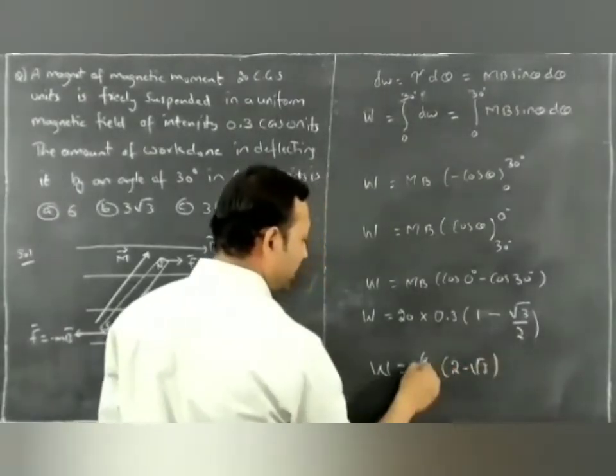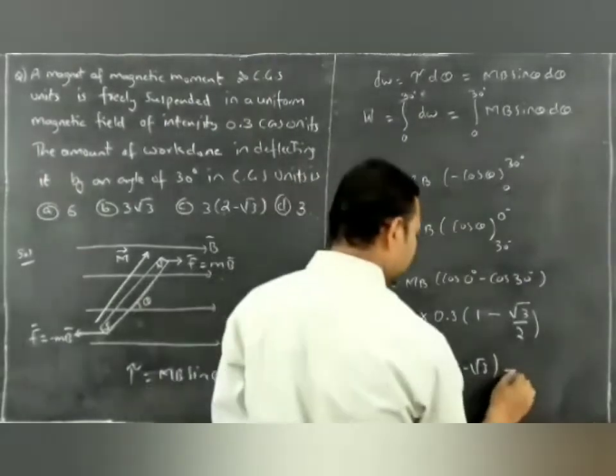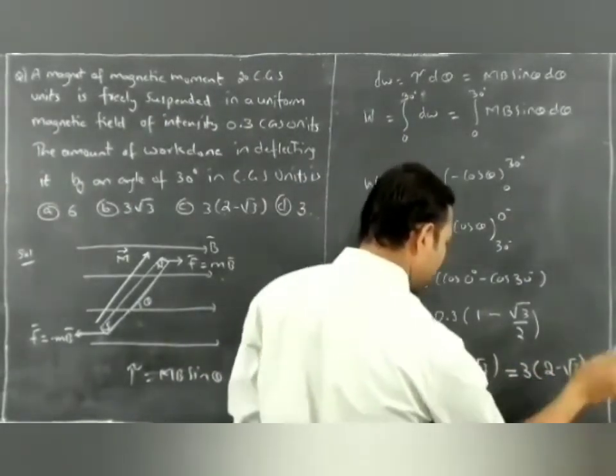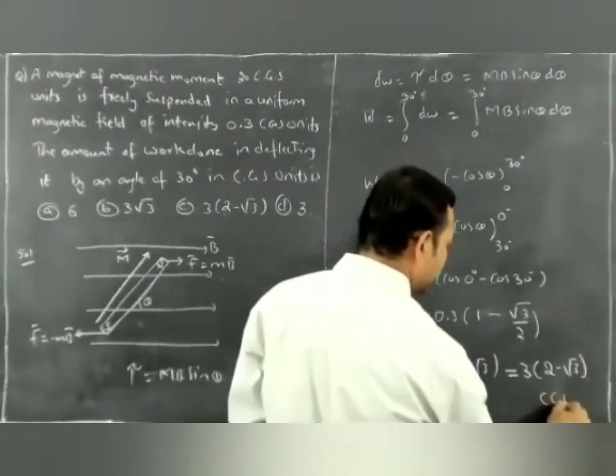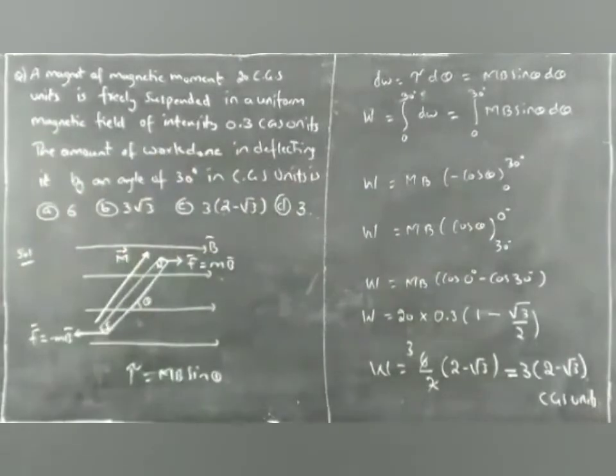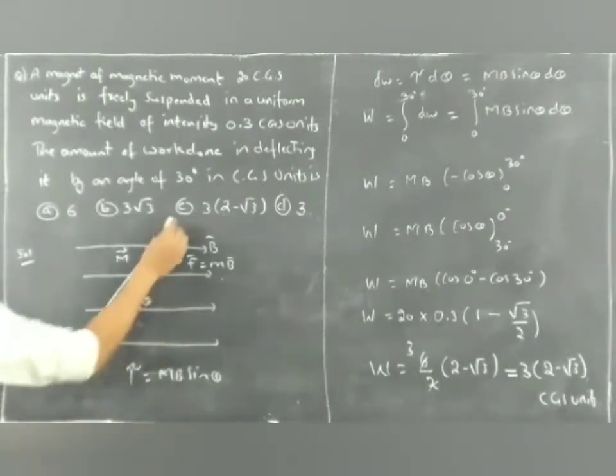So the work done in CGS units is 3 of (2 minus root 3). This is the work done to rotate the magnet in the uniform magnetic field. So that will be option C.